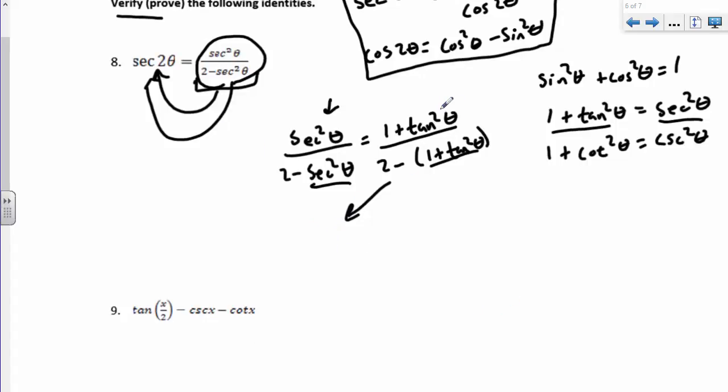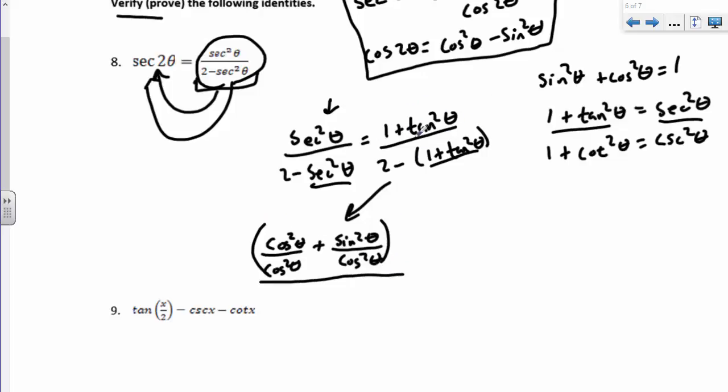Alright, so I know for a fact that tangent squared theta is the same thing as sine squared theta over cosine squared theta. Right? This part right here. I'm adding 1 to it, and 1 can be written as many things. In this case, I'm going to write it as cosine squared theta over cosine squared theta. Most people don't dispute that's the same thing as 1. And that's the top part of my problem right here.